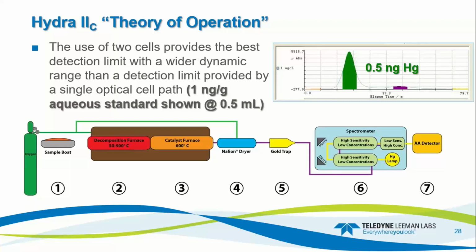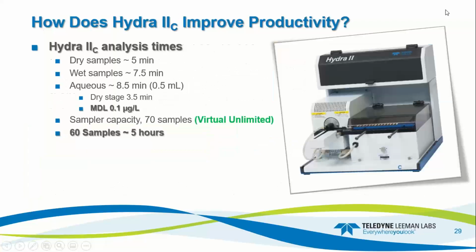Here I'm showing a 1 nanogram per gram or ppb aqueous standard at 0.5 ml. So what we have is 0.5 nanograms of mercury within the system. So that's going to go into the sensitive cell. Therefore, this is measuring everything under the curve here. Here's the least sensitive cell, so it ignores that side of it.